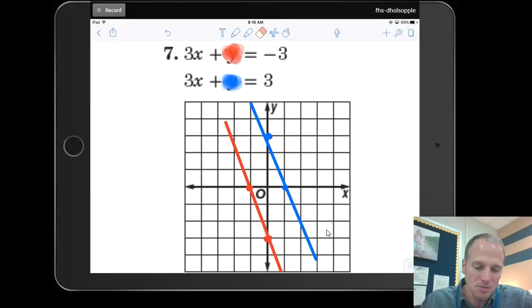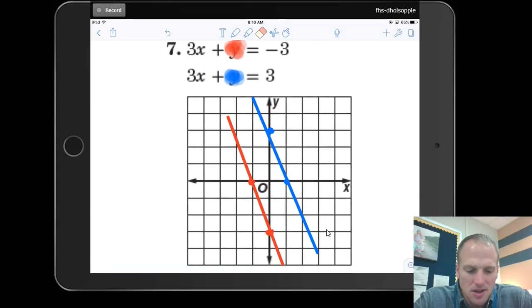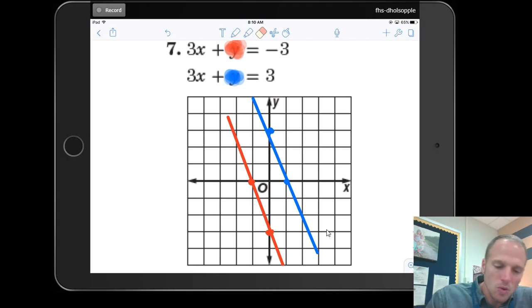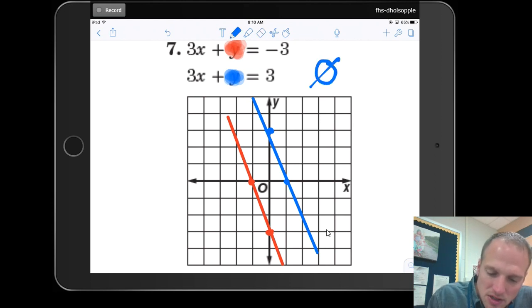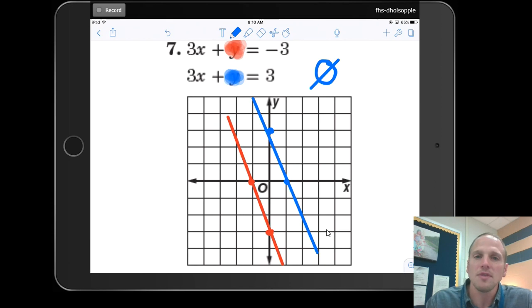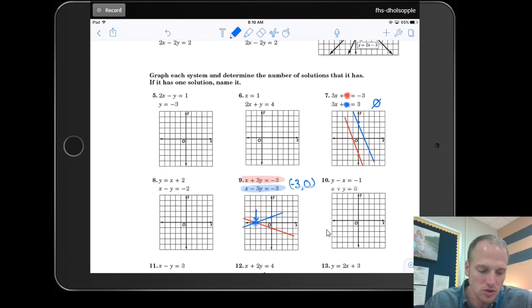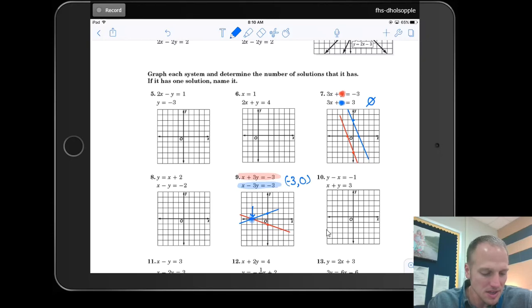When we come up here to number 7, looking at that one, it doesn't cross. So what is the answer to this one? This one is no solutions, okay? If you get two parallel lines, they're never going to cross. There is no solution.